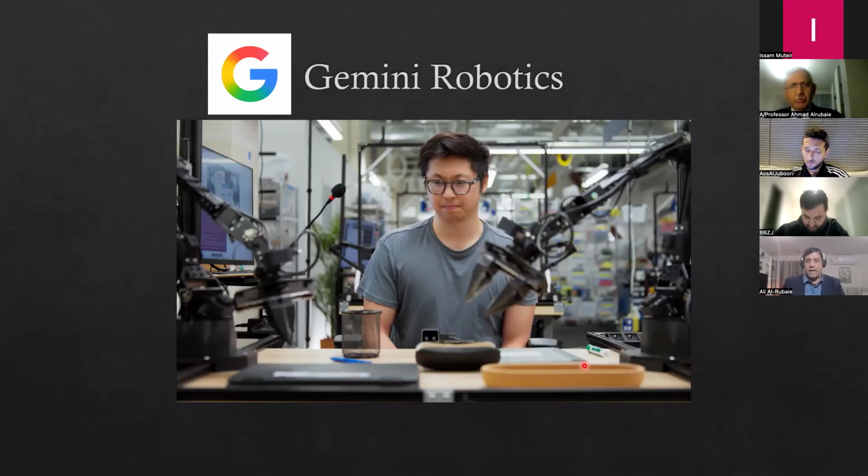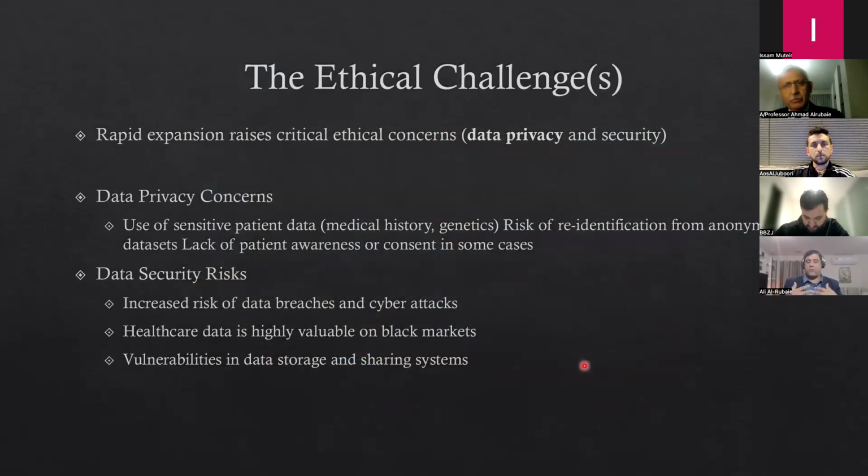But now let me highlight one of the key points, which is the ethical challenges that we face as a result of using AI. And we can separate them into two primary components. The first one is related to privacy, or data privacy concerns. The second one is related to the security of the data. Now, security of the data doesn't have to be linked with AI. It could happen to any platform.